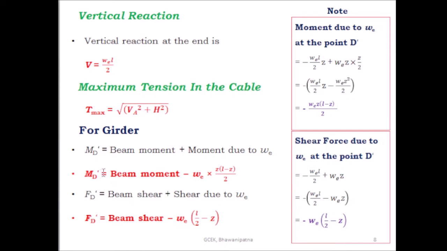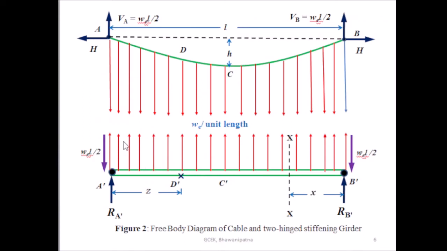So MD dash is the moment at the section D dash. This is equal to the beam moment minus the moment due to the equivalent uniform distributed load. The moment due to WE at point D dash you can find out by considering this reaction and this load.